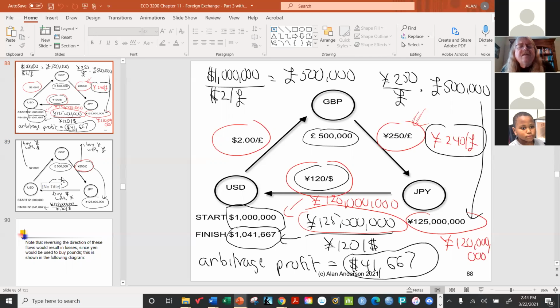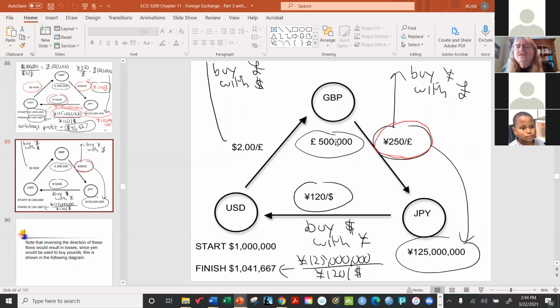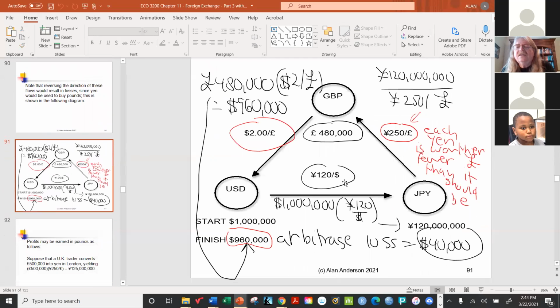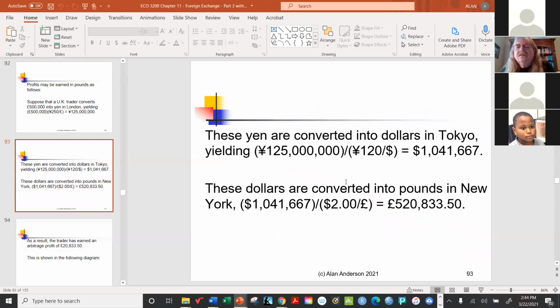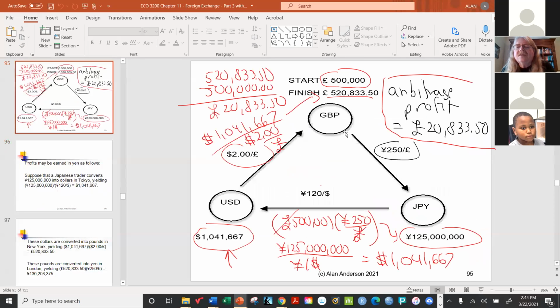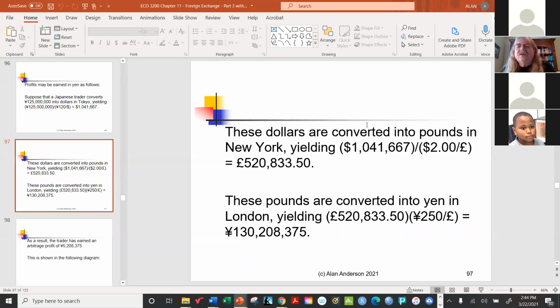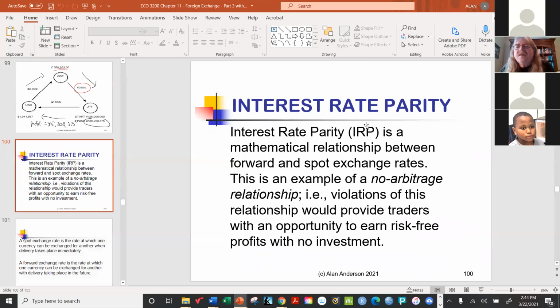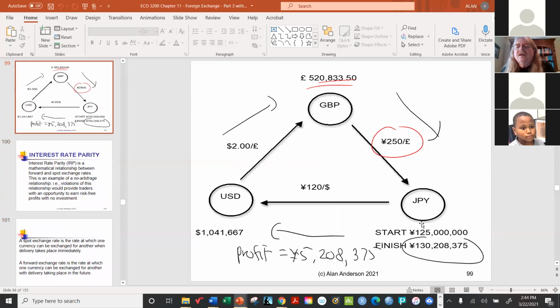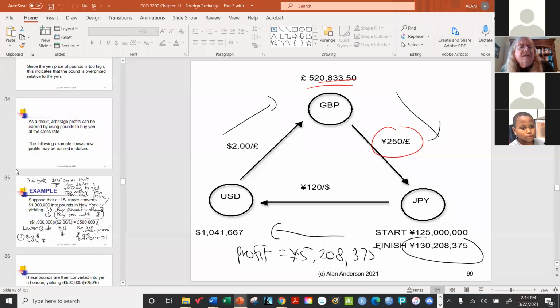If we buy the equivalent amount of pounds and start with those and go around the triangle, we'll end up with profits that are denominated in pounds, approximately 20,833.5 pounds. And then, of course, we saw that we can do the same thing with yen. We start with yen, we'll end up with more than we started out with because, again, we're taking advantage of this misquote.